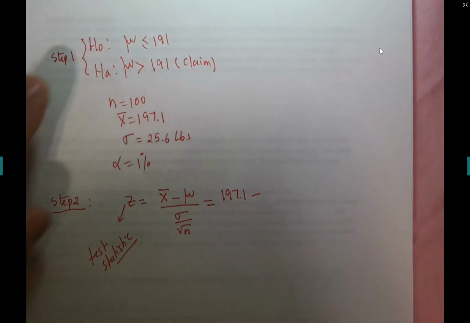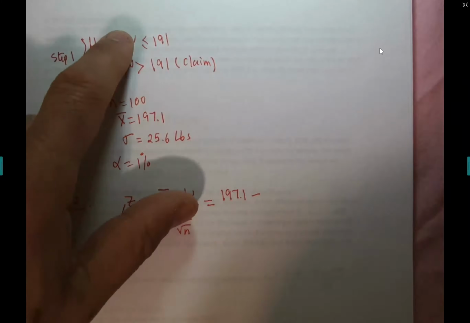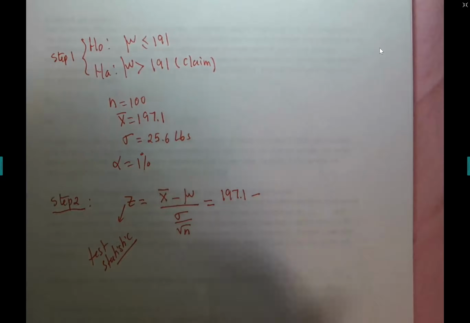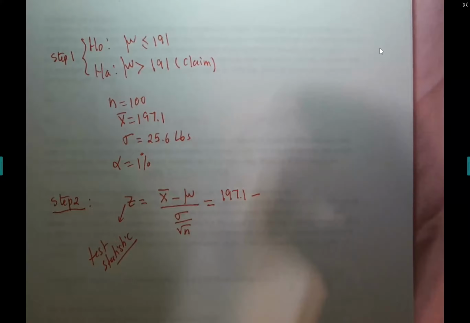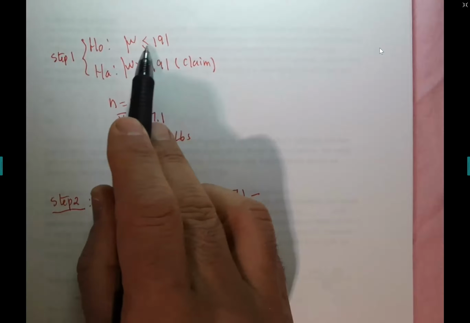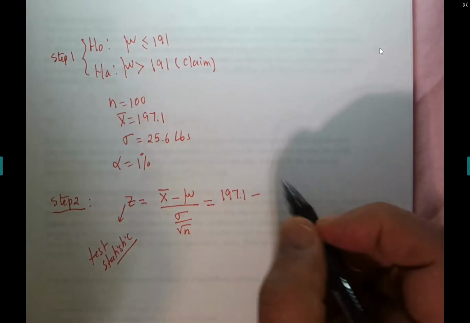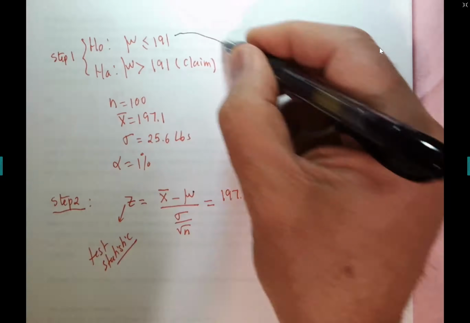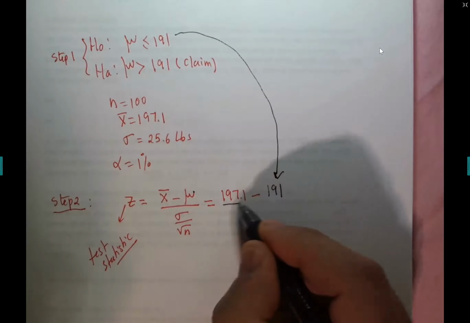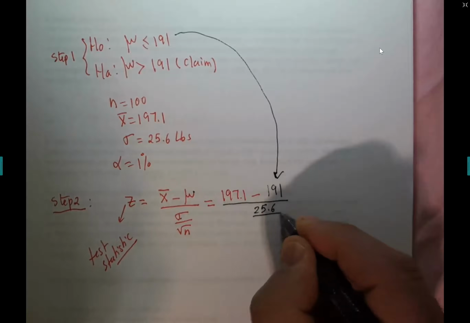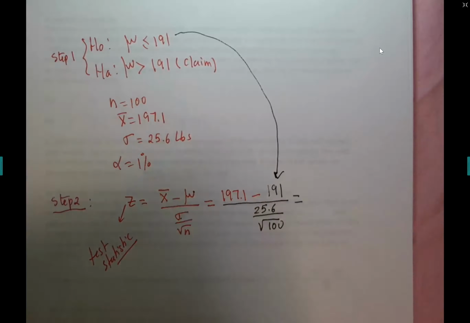Okay, remember, in any hypothesis test, we assume that the null hypothesis is true until proven otherwise. So we need the mean here. If we assume that the mean is less than or equal to 191, we can use the equal sign here for 191 and put 191 right there. So you always get this one here, guys, from this number right here. Put it here. Over sigma, which is 25.6, divided by square root of n, square root of 100. Would you guys help me out, please, and compute this number for me?